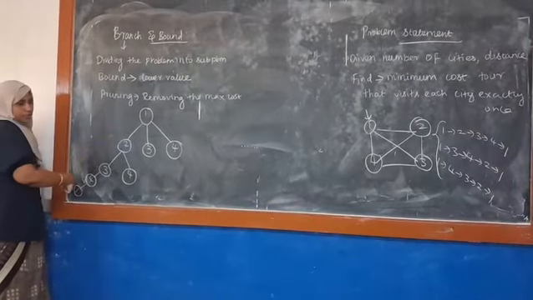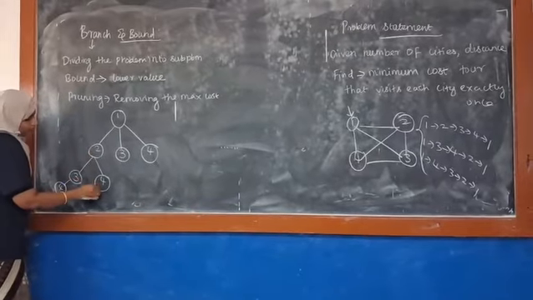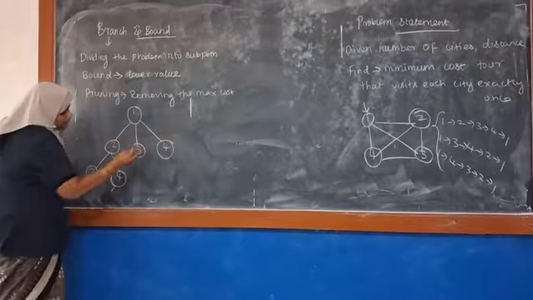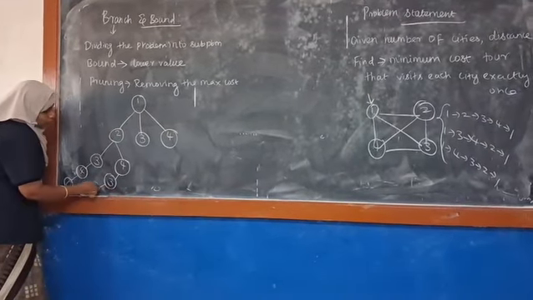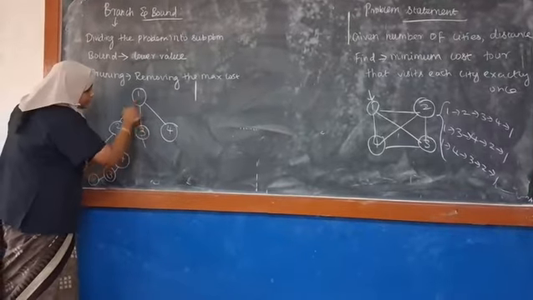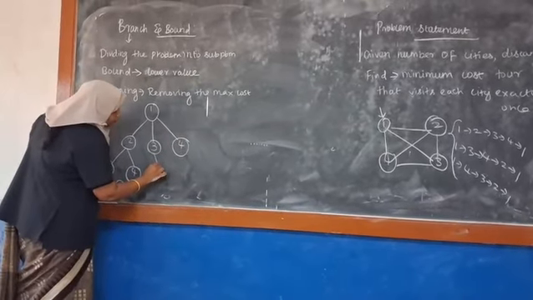Yes, this is one possibility. Now 1, 2, 4. From 4, where can we go? We can go to 3. And from 3, we can go to 1. Like that, here 1, 3. From 3, where can we go? 2.